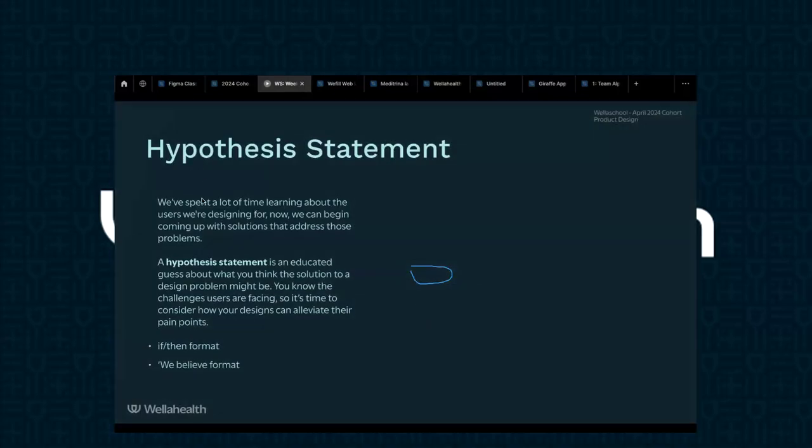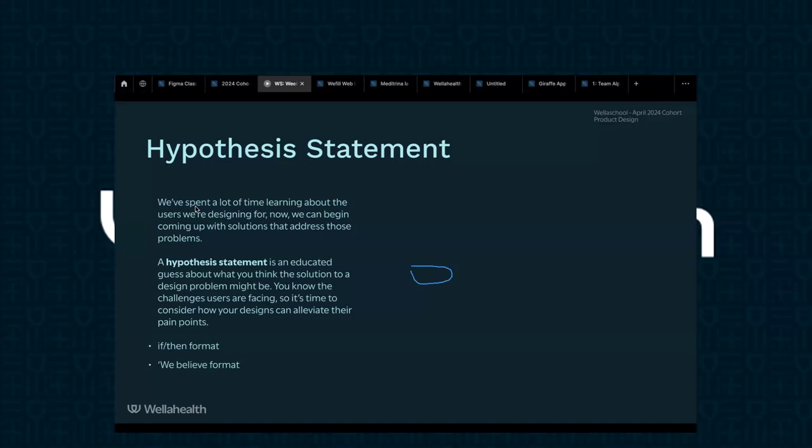So then there is a hypothesis statement, right? So now that we've spent a lot of time trying to learn about the user we're designing for, now it's time to start to try to come up with solutions for them, right? We've understood the problem enough. We've empathized with the problem. We've selected the particular part of the user's journey that we want to solve the problem for. Now it's time for us to start trying to bring up hypotheses on how to solve the problem, to start talking about solutions. We've talked about problems enough.